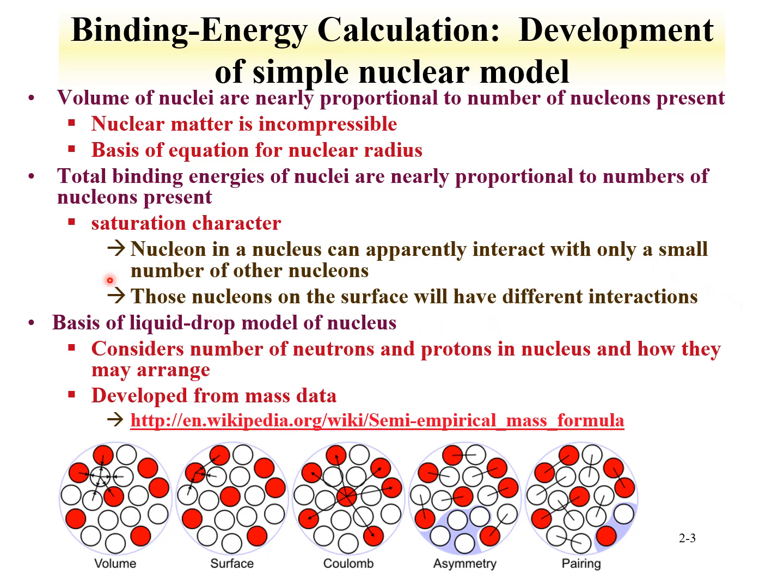It considers the number of protons and neutrons in a nucleus, how they may arrange and interact. And if we're going to talk about a nuclear drop model, the liquid drop model of the nucleus, we tend to think spherical. And this is all developed from mass data, and you can get some information from this web link here.